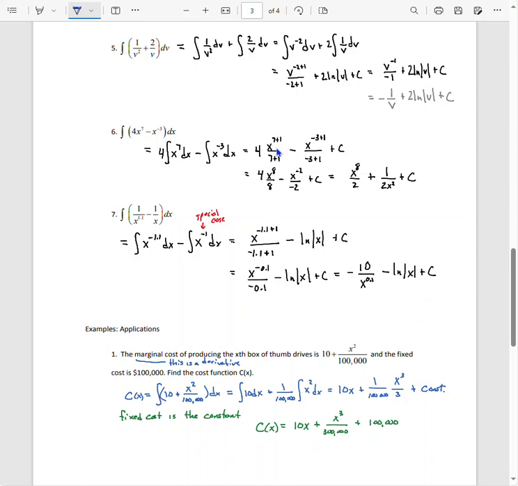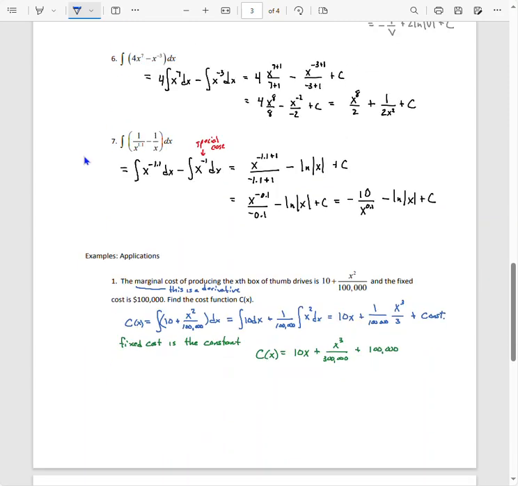Get in the habit of writing these plus ones for now, and in a section or two, you're not going to need them. All right, let's look at an application. The marginal cost of producing the X box of thumb drives is 10 plus X squared over 100,000, and the fixed cost is $100,000. Find the cost function C of X.